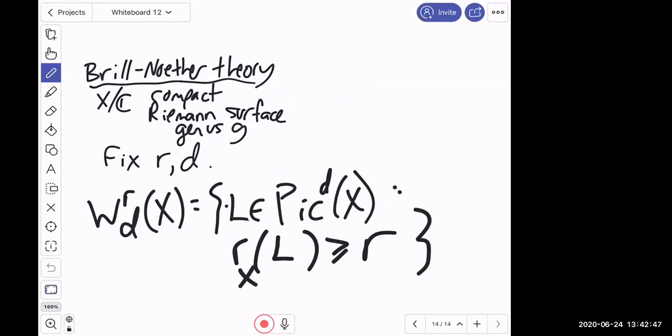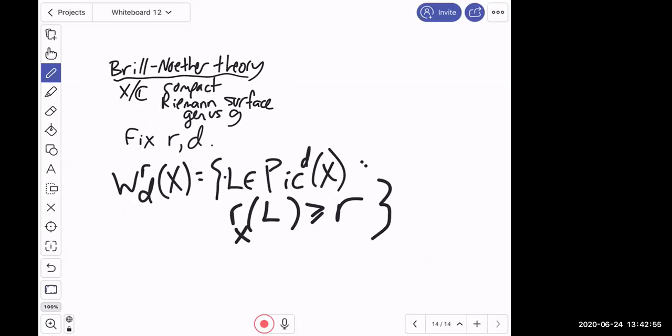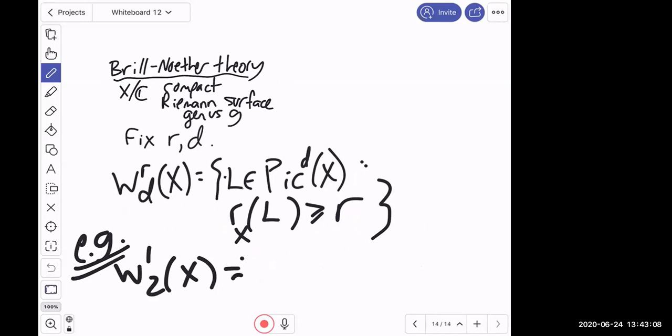Certainly there are lots of classical ways to motivate why one would want to look at this. The simplest example perhaps is to look at W^1_2. This is just an example because I can't get into tons of classical algebraic geometry here, but W^1_2 is non-empty, let's assume the genus is at least 2 or something here, if and only if X is hyperelliptic.